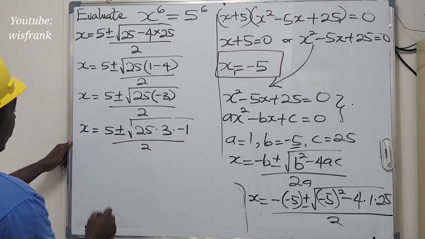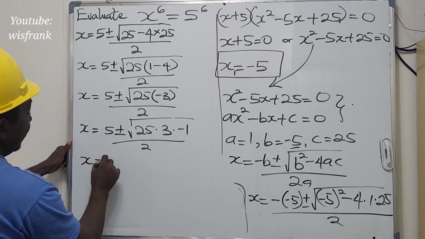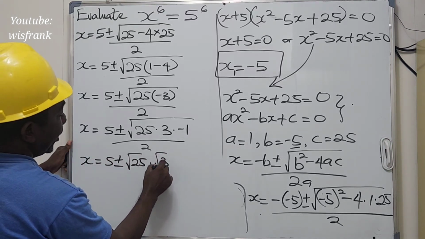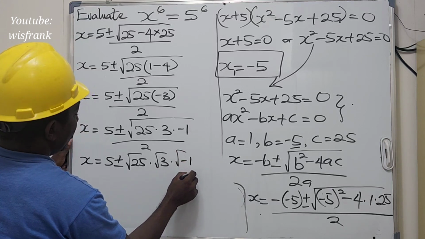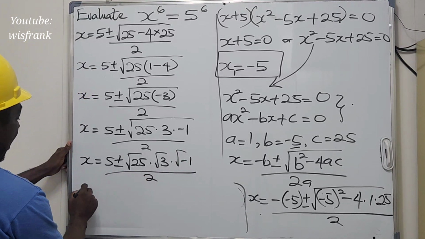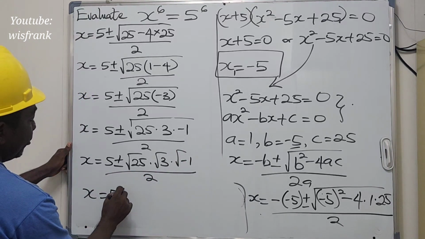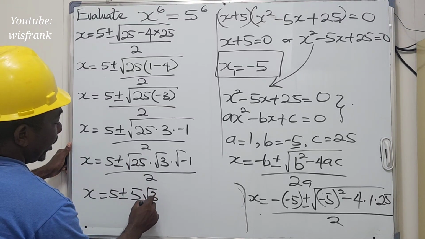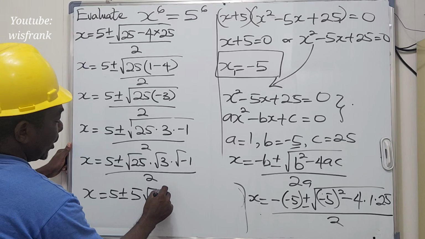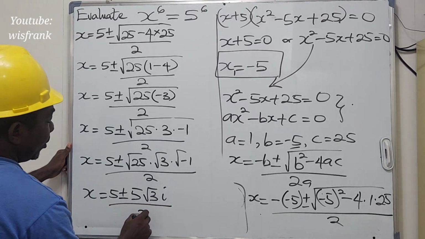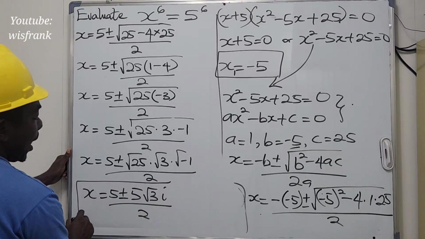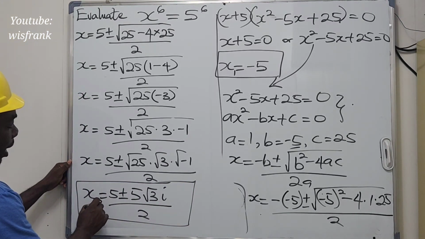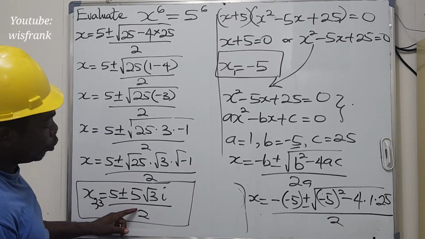So in this case, we have x as 5 plus or minus the square root of 25 times the square root of 3 times the square root of minus 1 all over 2. And x here will become 5 plus or minus, the square root of 25 is 5, we have root 3, the square root of minus 1 is i, which is iota, all over 2. So this is another value of x that we have, which is x2 and x3, because we have two solutions from here.